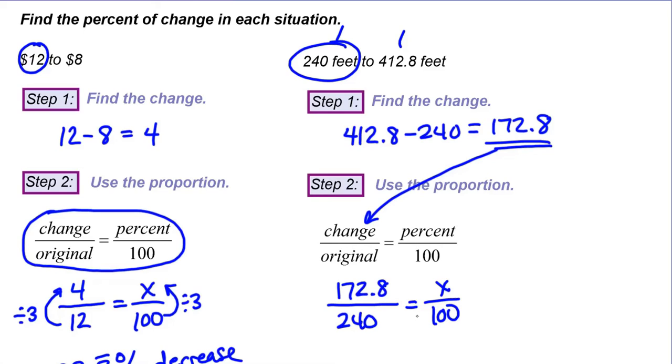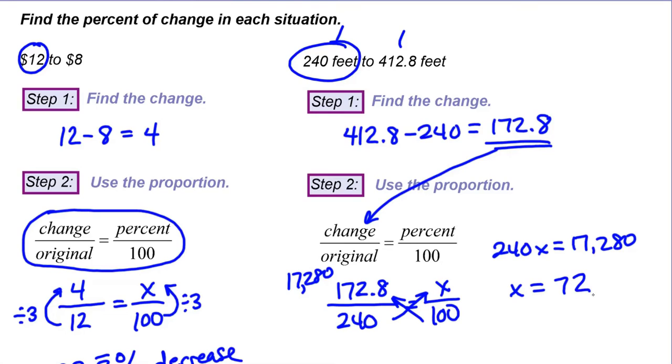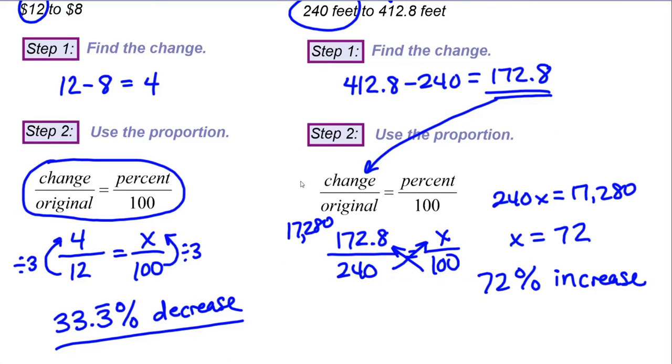So I solved this proportion. I use cross products here, and I get 17,280, and 240 times x is 17,280. And then I divide 17,280 by 240 to find my answer, and x is 72. So this was a 72% increase since it went up from 240 to 412 feet. So this is a 72% increase. So find the percent and then make sure you note whether it's an increase or a decrease, and that is percent of change.